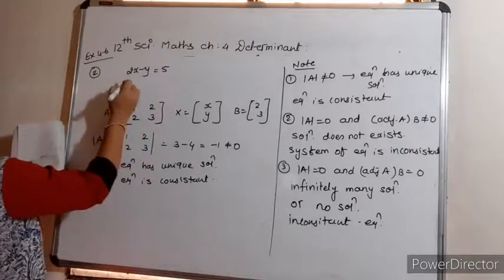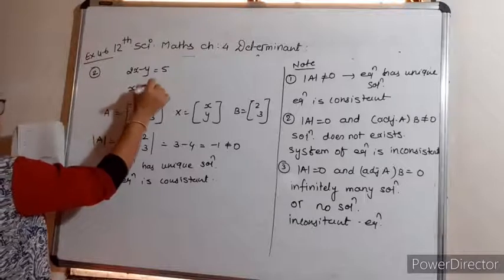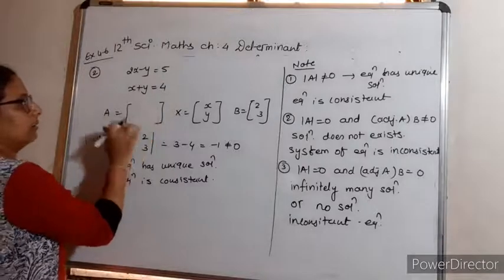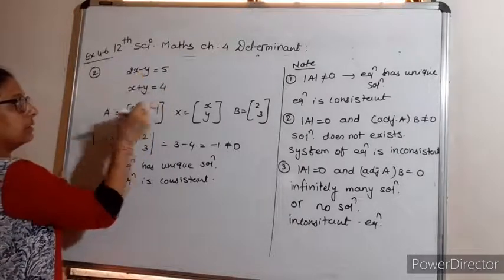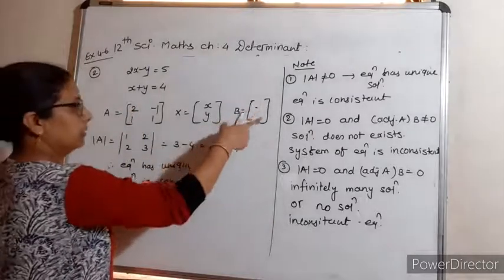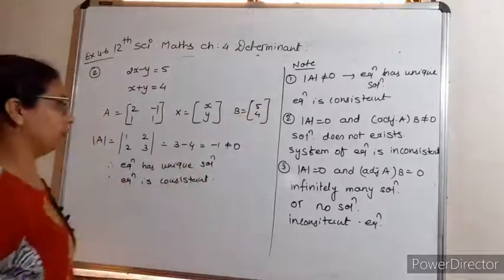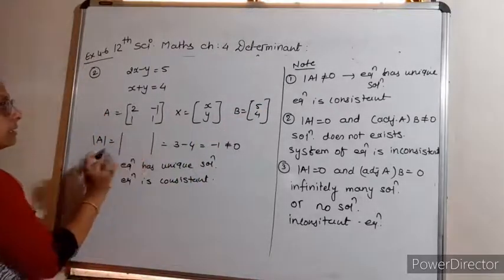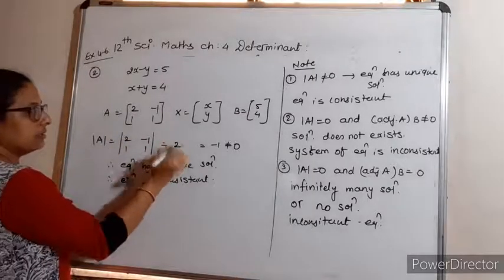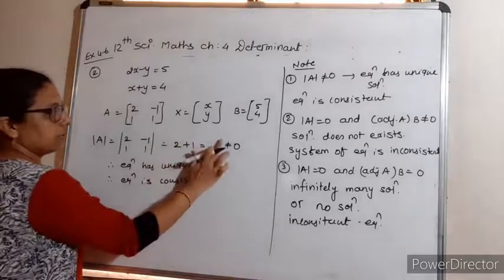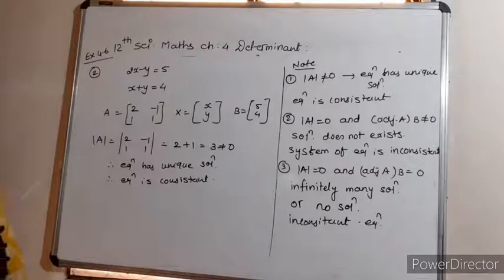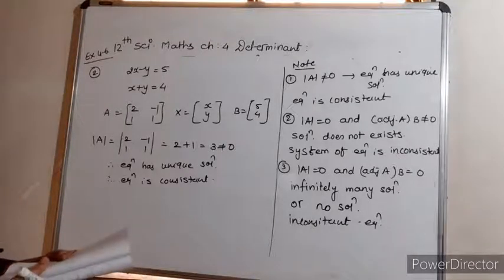5. x plus y is 4. First we write A: 2, minus 1, 1, 1. That is the coefficient. X, Y. Here is 5, 4. First we find the determinant of A: 2, minus 1, 1, 1. 2 ones are 2, minus minus plus 1, 3, which is not equal to 0. Again, unique solution. Consistency is proper.